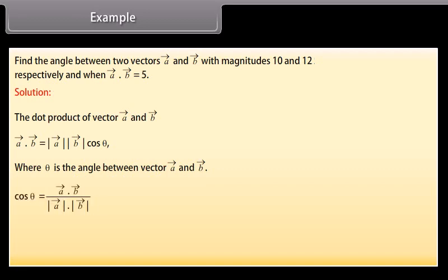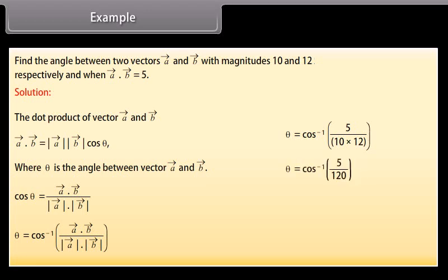Cos theta is equal to the dot product of vectors A and B divided by the magnitude of vector A times the magnitude of vector B. Theta equals cos inverse of the dot product of A and B divided by the magnitude of A times the magnitude of B. Theta equals cos inverse 5 by 10 into 12. Theta equals cos inverse 5 by 120. Theta equals cos inverse 1 by 24. Theta equals cos inverse 0.04167. Theta is equal to 87.61 degrees.